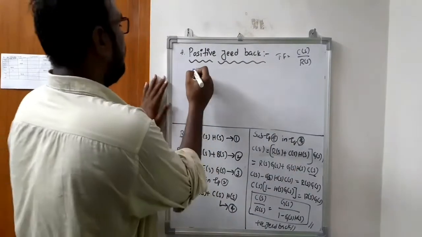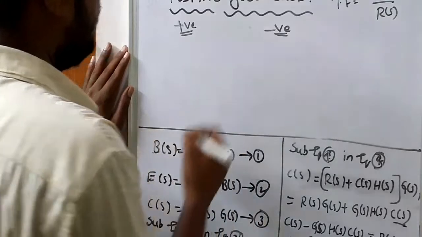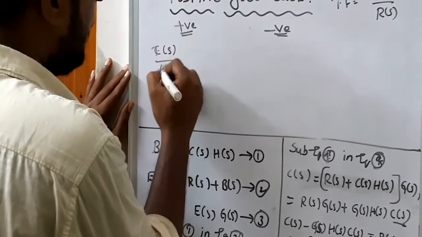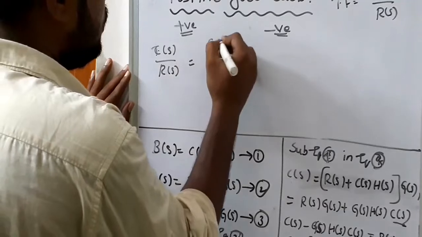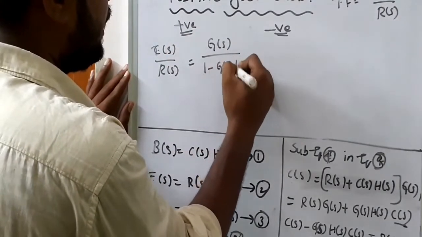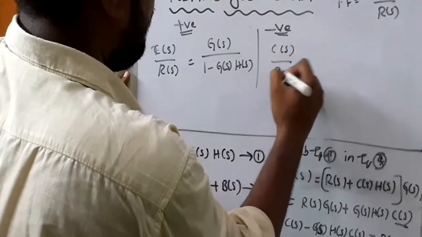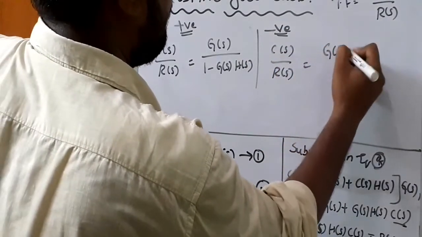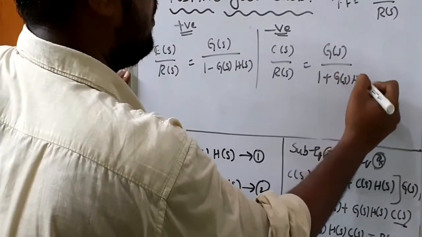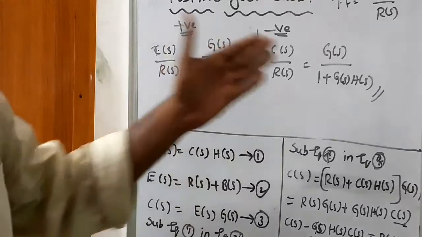Finally I can differentiate both feedbacks for you. For positive feedback, the transfer function C of S by R of S is equal to G of S by 1 minus G of S H of S; when it is positive the denominator has a negative. Compared to that, for negative feedback, C of S by R of S is equal to G of S by 1 plus G of S H of S; if it is negative we use the plus symbol. So a small change. These are the transfer functions of the positive feedback and the negative feedback.